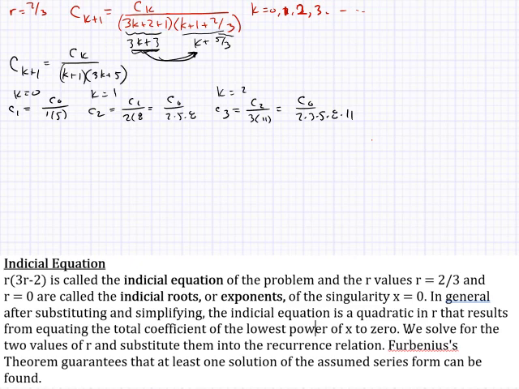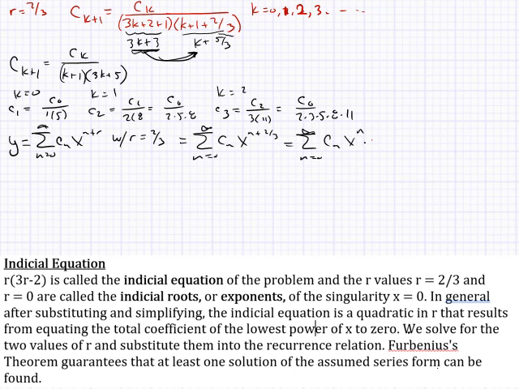So remember, the solution was y equals the sum of n equals 0 to infinity of c sub n x to the n plus r. Now with r being 2/3, that would give us the sum of c sub n x to the n plus 2/3, which you could also write as the sum of c sub n x to the n times x to the 2/3. Now, since this piece right here doesn't have any n's in it, it's technically a constant multiple for this power series. So I can pull that all the way out to the front.